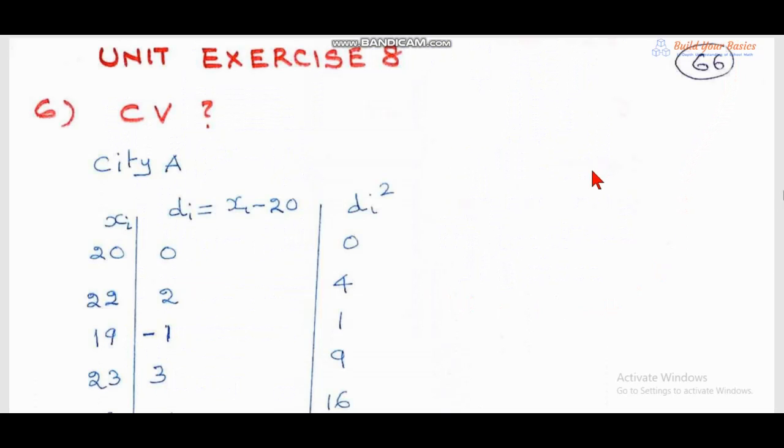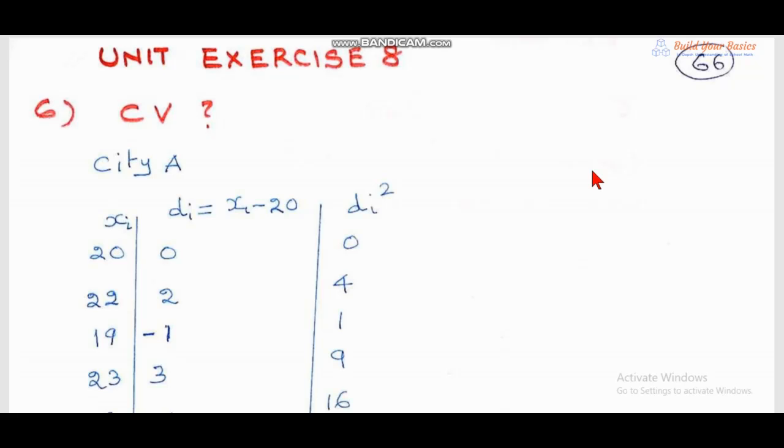Unit exercise 8, question number 6. Prices of peanut packets in various places of 2 cities are given below. In which city were prices more stable? Prices in city A: 20, 22, 19, 23 and 16. Prices in city B: 10, 20, 18, 12 and 15.